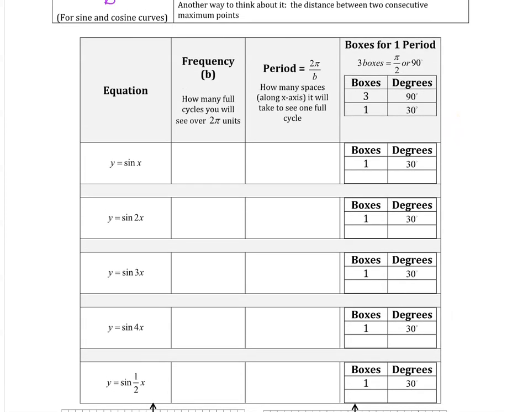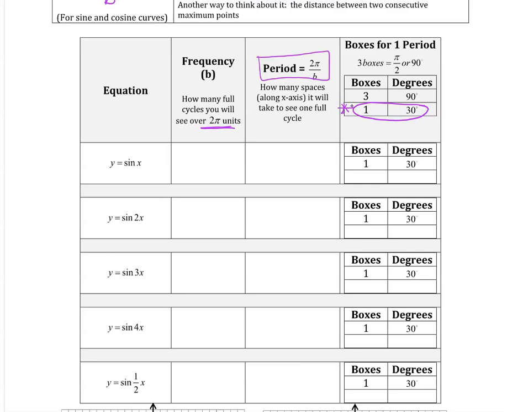Okay, now at the top here, I have everything labeled for you. Our equation, our frequency, which again is how many full cycles you would see over 2 pi units, what the period would be, which is how much space you would need along the x-axis to see one full cycle, and how many boxes that would be. So keep in mind, guys, that when I have you set up your x-axis, I always say every 3 boxes is pi over 2 or 90 degrees. So every 1 box would be 30. And we'll use that to adjust how we would graph our trig functions when I change the frequency.